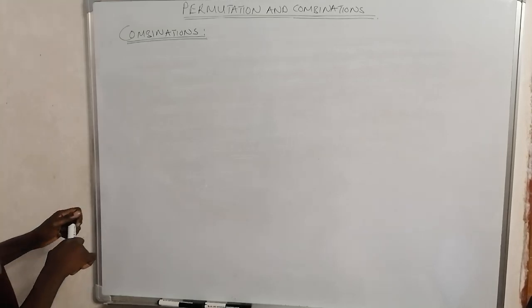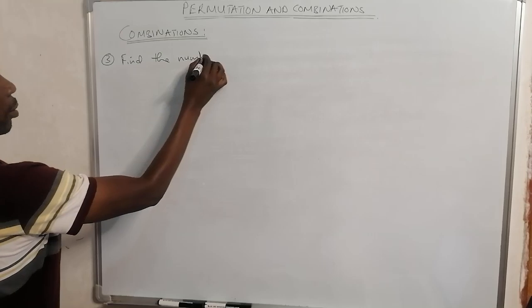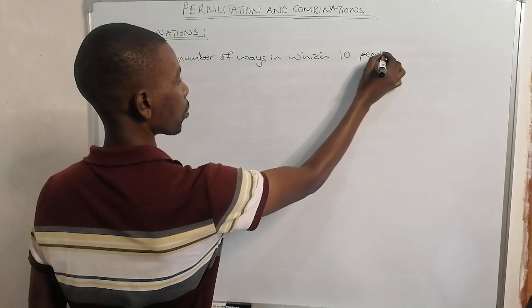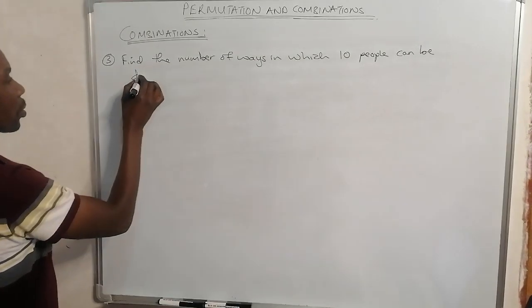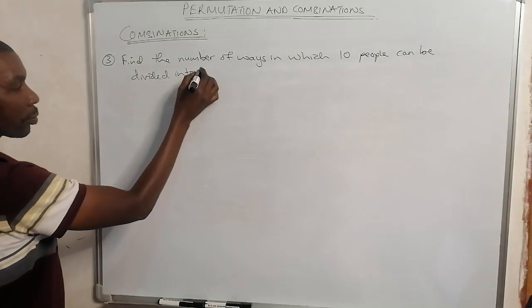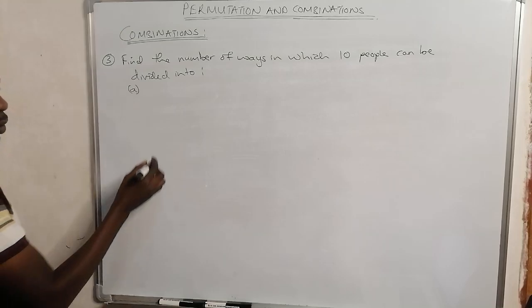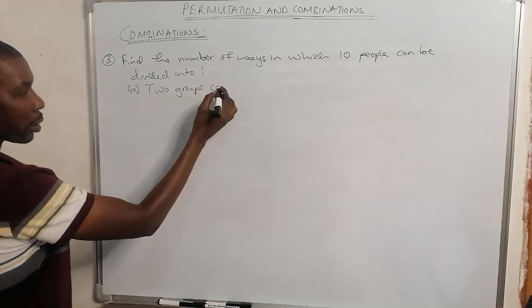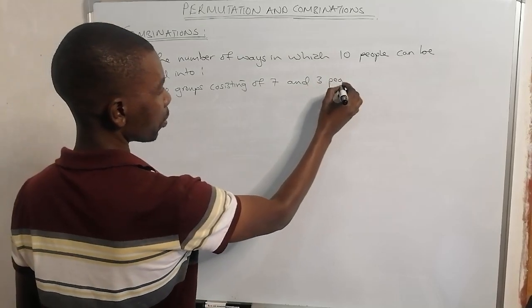That was a typical exam question, a Cambridge question. Find the number of ways in which 10 people can be divided into, A, 2 groups consisting of 7 and 3 people.